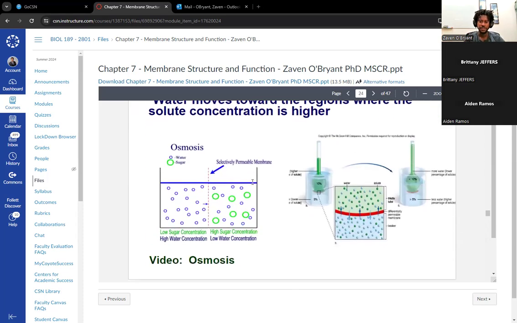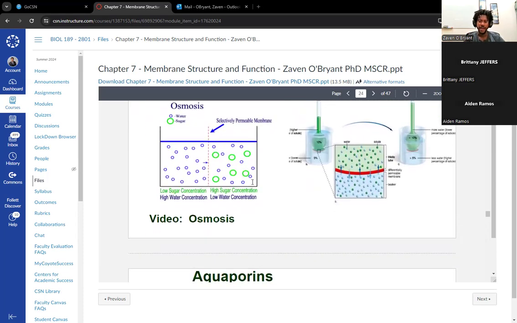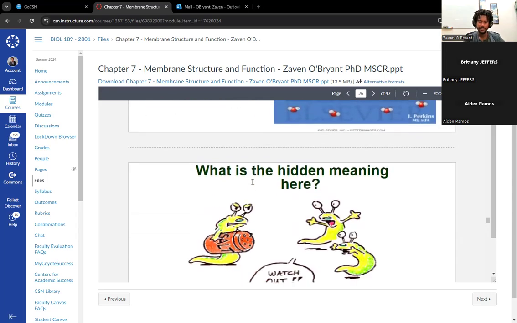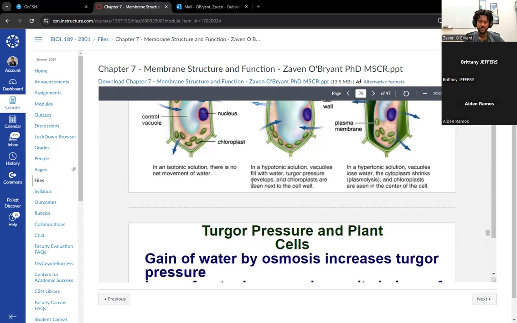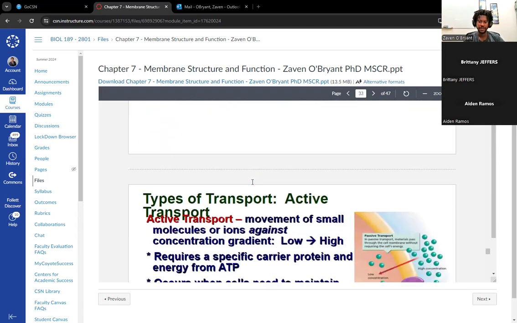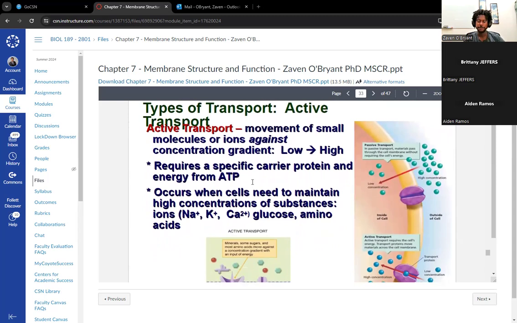The last one is active transport, and I'm trying to think. Yeah, it is down here. Active transport, I just made an announcement about this because I checked and it is in the answer choices and or questions. And so I want you all to be prepared. Active transport moves against the gradient.